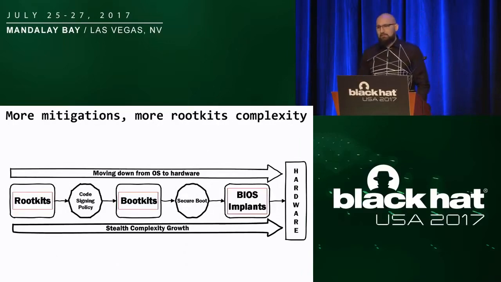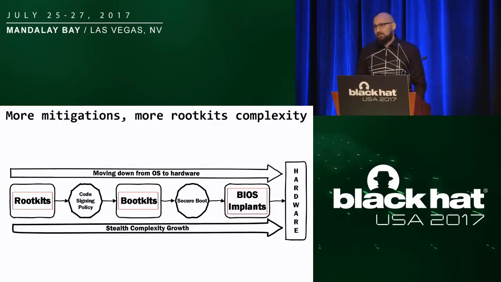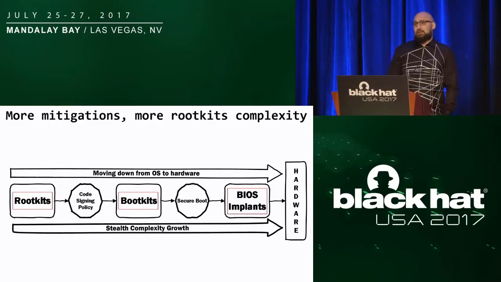Also, mitigations of the modern operating system, like signed code policies and Secure Boot, make life harder for rootkits. After the signing policies, bootkits became more common. And after that, when Secure Boot appeared, BIOS implants could be the most interesting way for rootkits to evolve. As we can see, all rootkits are now closer and closer to the hardware. And of course, complexity is growing too.